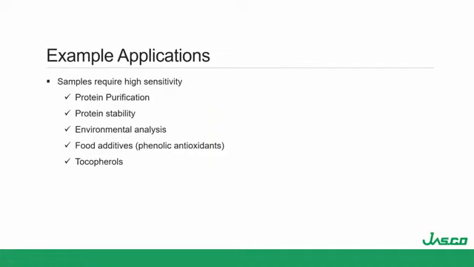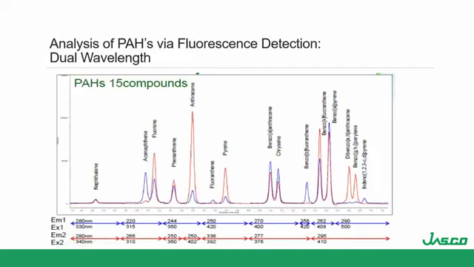So some example applications are samples that require high sensitivity. So there are protein purification, protein stability, environmental analysis, and food additives, in particular phenolic antioxidants or tocopherols. Here you see the analysis of PAHs via fluorescence detection, and it looks like a pretty busy chromatogram, very similar to that of UV-Vis.